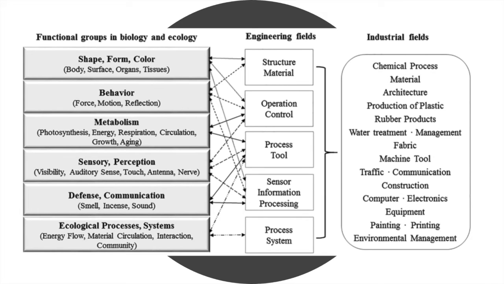But in the future, we will maybe focus on shape, form, color, and also the sensory perception, and maybe metabolism. Okay, these three we will maybe focus on in the future, or maybe this behavior also, but it's not really in detail. Okay, but maybe shape, form, color, metabolism, and sensory and perception. That's some fields or functional groups that develop well in material science, especially for smart material. And this is the industrial field. It can be the chemical, material architecture, rubber, water treatment, fabric construction, computer electronics, etc. Okay.